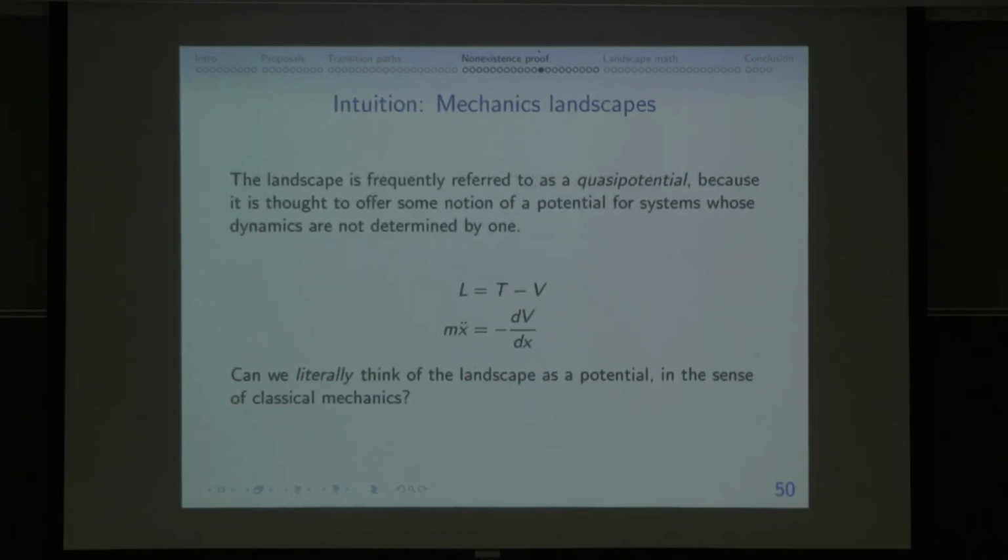Okay, so another thing you could do is you could say, well, people like to talk about the landscape using the word quasi-potential. They imagine that it offers some notion of a potential even when our system doesn't come endowed with an actual physical potential. So can I imagine that for some system, our landscape is literally the potential?